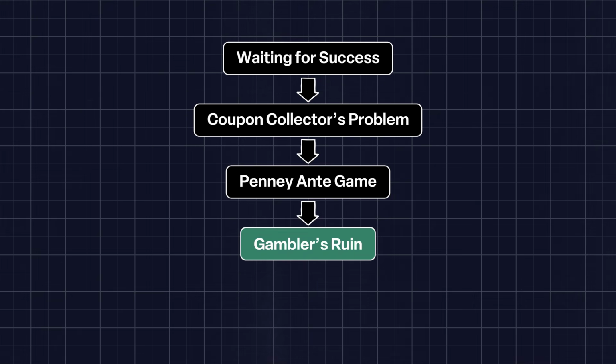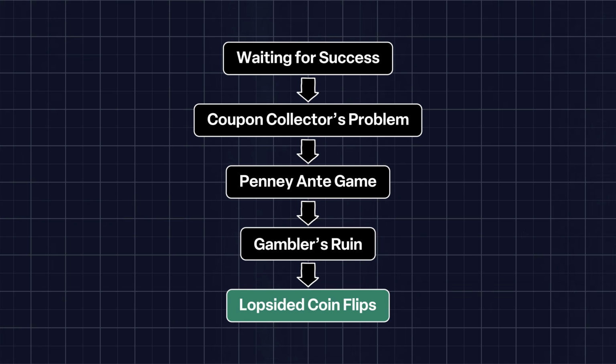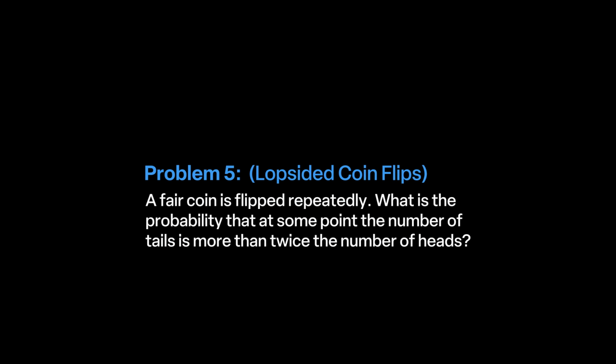So far, every state diagram has been finite. Next, let's try a problem that requires an infinite number of states. The answer is surprisingly cool. I'll call this problem lopsided coin flips. We keep flipping a coin. What's the probability that at some point the number of tails is more than twice the number of heads?